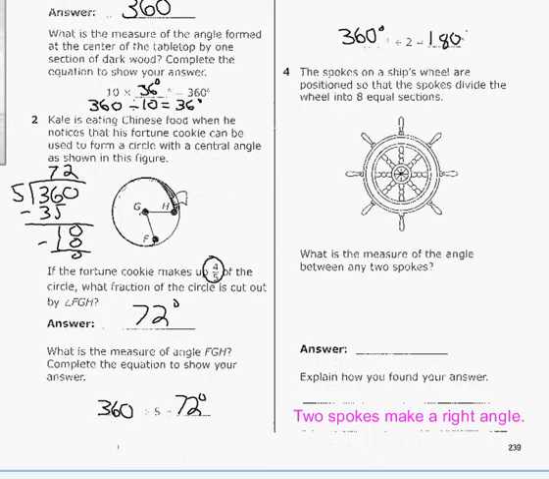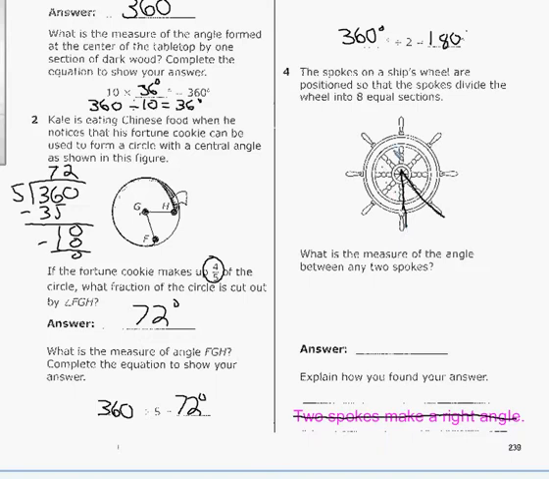Problem number 4. The spokes of a ship wheel are positioned so that spokes divide the wheel into 8 equal sections. What is the measure of the angle between 2 spokes? And so if I'm looking at 2 of the spokes right there, I think I may have misunderstood this question. This is wrong right here. So the angle is made by 2 of the spokes. I was thinking 2 of the angles when I wrote that. So 2 of the spokes right there, that's 1 spoke, that's 2 spokes. And we need to figure out what that angle is. That angle happens to be 1/8 of the wheel, because there's 8 sections. 1, 2, 3, 4 times 2 is 8.